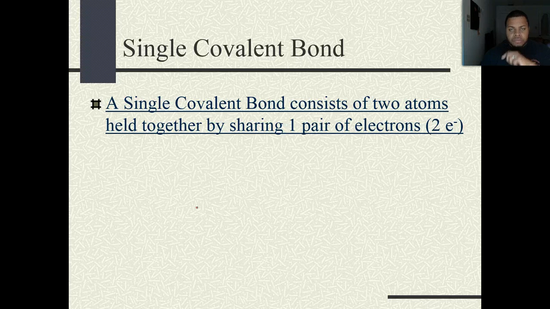For a covalent bond in general, there are going to be a couple of different ways that we can look at it, or a couple of different types of bonds that we'll look at. The first one is a single bond. Now, this is going to consist of two atoms held together by sharing one pair of electrons. One pair of electrons, so two electrons are involved in this single bond.